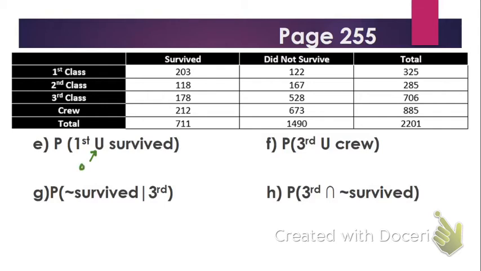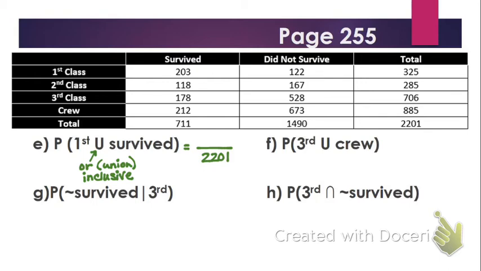Yes, this is "or." This is our union. This is inclusive. What should my denominator be for this one? Yep, 2201. The only time my denominator is something different than the grand total is when I see that line, when I say, oh, I already know something about this situation. When I see that "given" line, that's when my denominator is something different.